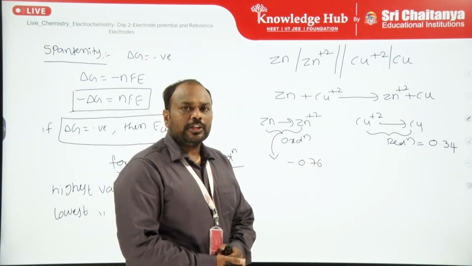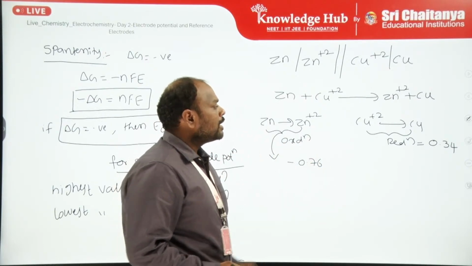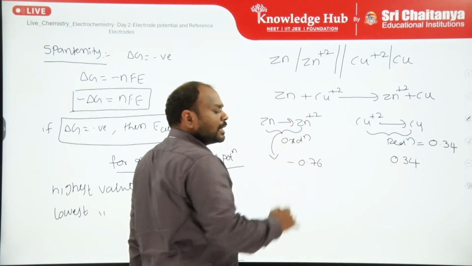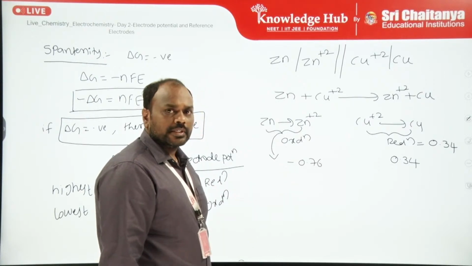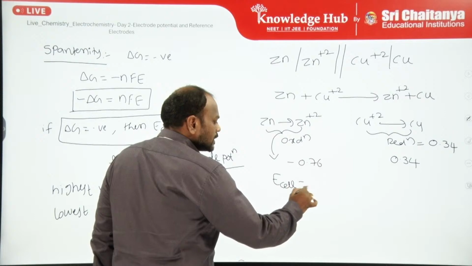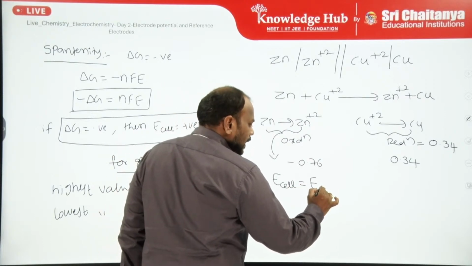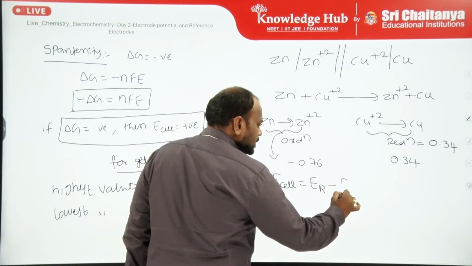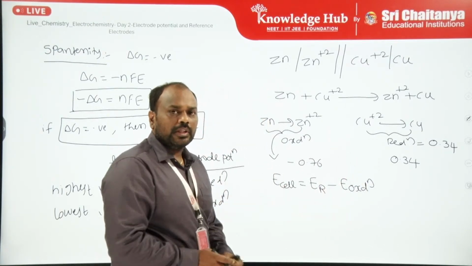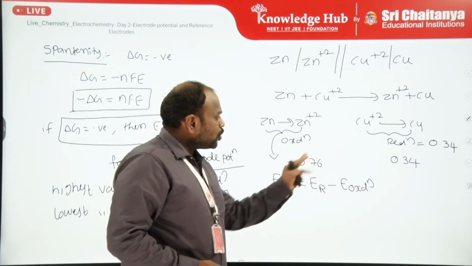What are the reduction potential values for copper and zinc? For copper 0.34, for zinc minus 0.76. The electrode potential of the cell is equal to E reduction minus E oxidation. We already discussed this formula in the last session. So, two values are there.